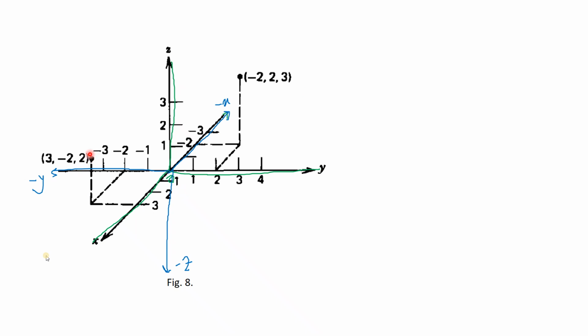Suppose this point is floating somewhere in the air. It has 3 on the x-axis, and it is on the left hand side of the origin, so it will have minus y. So y is minus 2, and the height is 2.